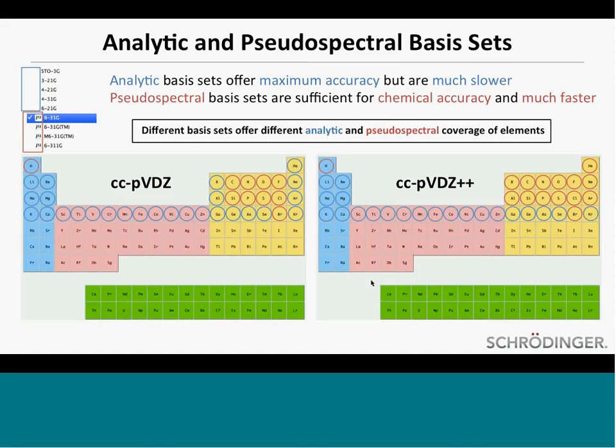So different basis sets offer different analytic and pseudospectral coverage. For example, those elements which I'm showing in blue are covered analytically, whereas those that are shown in red are covered pseudospectrally in the two basis sets shown.